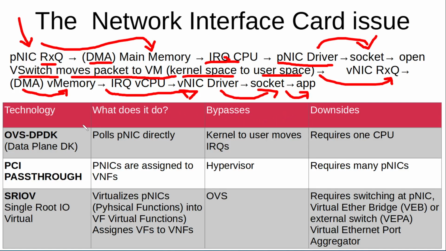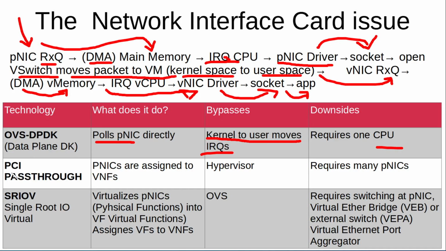So there are several techniques in order to shorten these steps and gain some time. You can use the Open Virtual Switch and Data Plane Development Kit that will use one CPU that will be polling the physical NICs directly, and when it detects that a packet arrives, it will be able to move that packet to the virtual NIC driver. So this will bypass the kernel to user space moves and interrupt request.